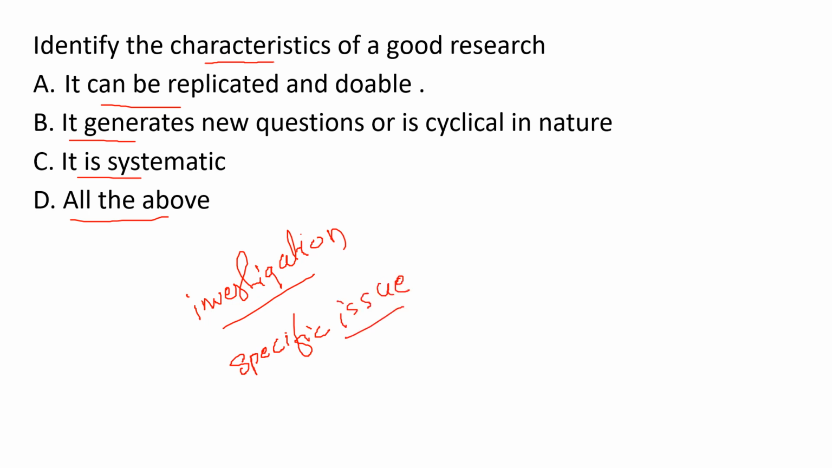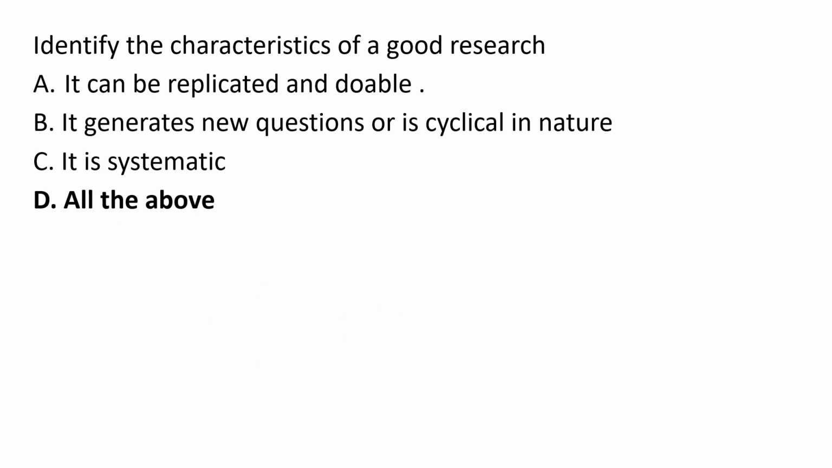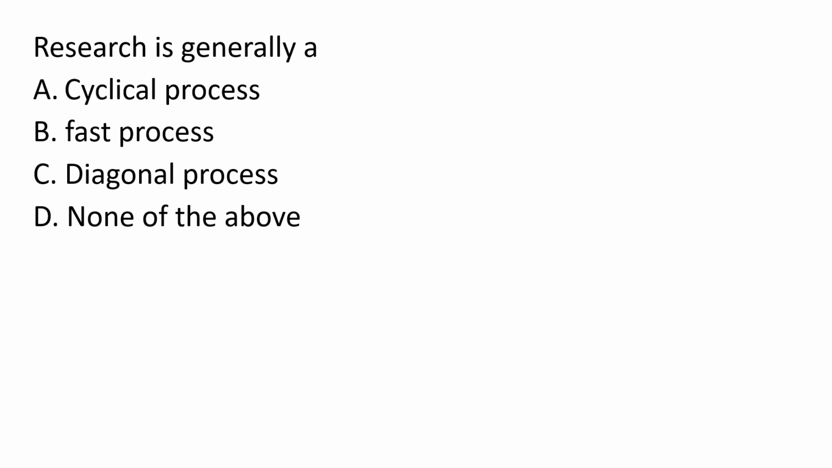Specific issue or a difficulty or a gap in the knowledge that will be aimed to address in your research. So here the correct answer is option number D, that is all of the above are the characteristic of good research. Here in this question they ask you about the research, for which the first option is cyclical process, second one is fast process, third one is diagonal process, and the last one is none of the above.